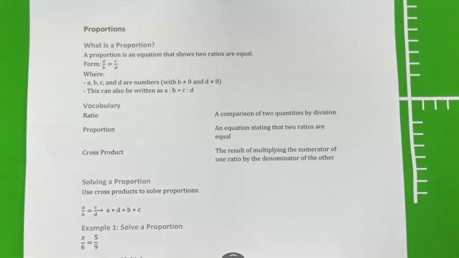Okay, I am back again through the internet to teach you about proportions. These are going to be important when we start looking at similar triangles upon my return. So a proportion is two ratios that are equal.